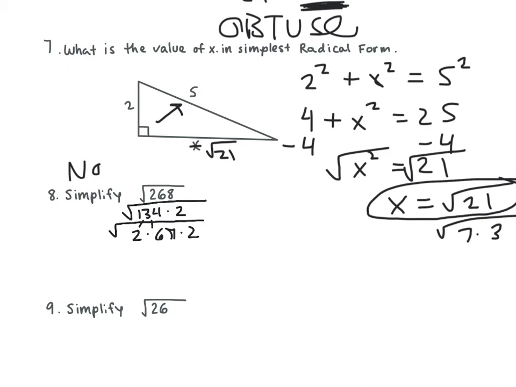Can 67 be broken down anymore? No. Do we have any pairs? So what do we do with our pair? We take 1, 2 outside, and what do we leave inside? The 67. So our answer is 2 square root 67.